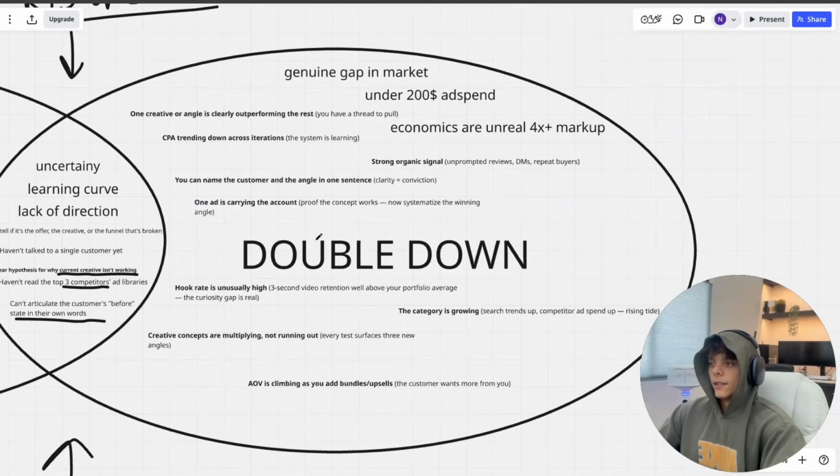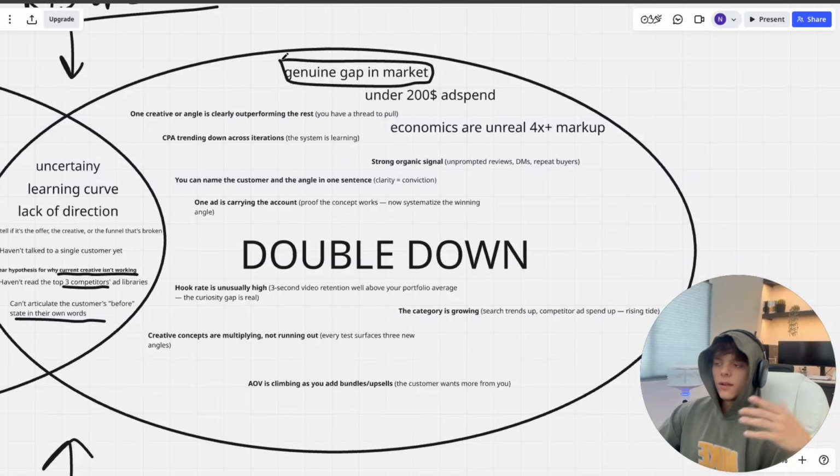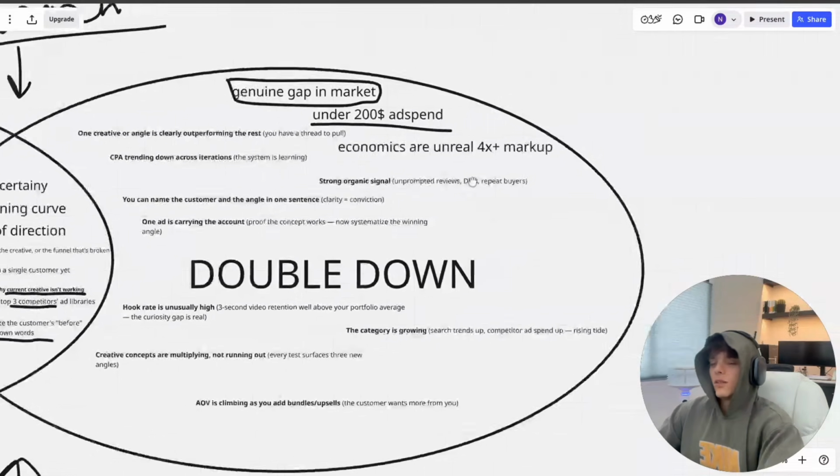Now for double down, here are some signs that you should double down on the product and actually put more effort into it. There's a genuine gap in the market. So you've done your research, maybe on Google Trends, Amazon, similar, you've done keyword research and stuff, and you've seen that there's people who want to buy this product, but there's no one selling on Facebook, then yeah, double down on it. With under $200 in ad spend, you probably should double down on it because there's not enough spend to make any decision about it, because it's only $200.